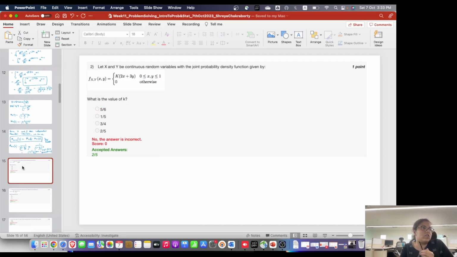Okay, so here also let x and y be continuous random variables where the joint probability function has been given, and we have to find out the value of k.